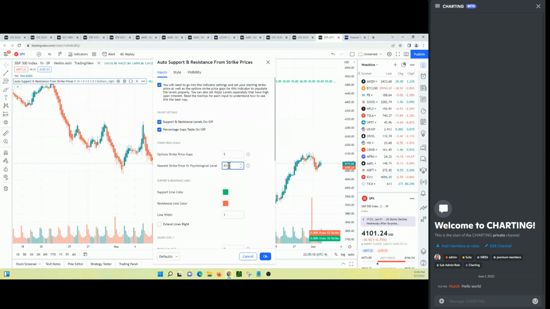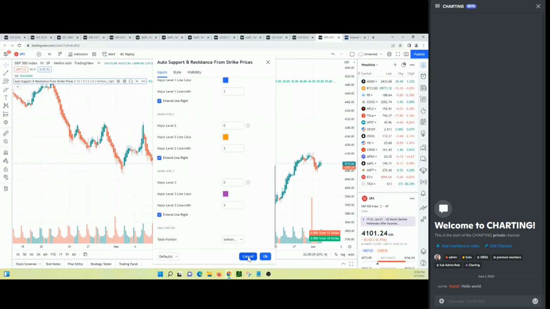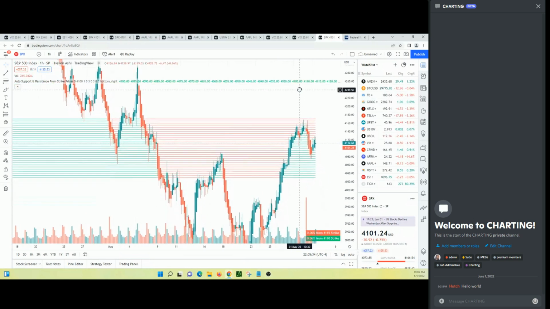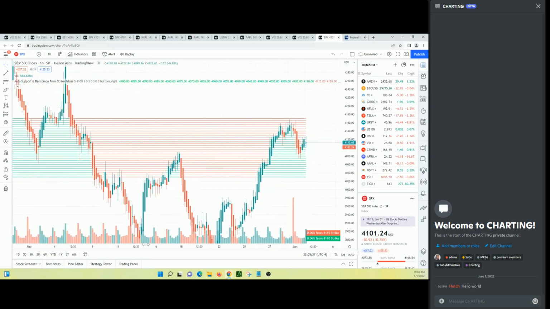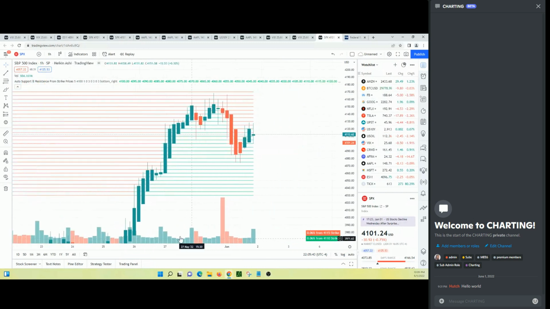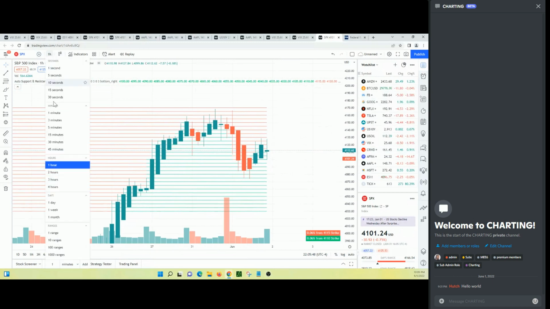Okay, now I'm looking at the option chain right now. Support line, line width, external lines, major. Okay, what is this? Those are all your support and resistance lines. So throw it onto like a 10 or 15 minute chart.